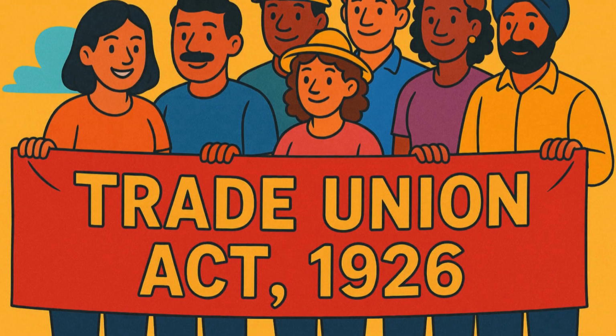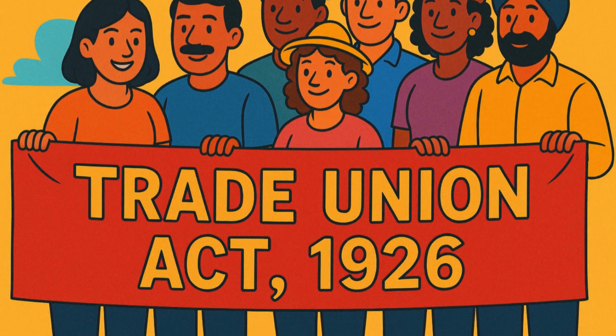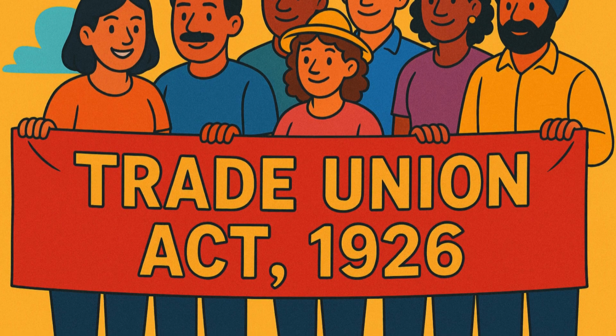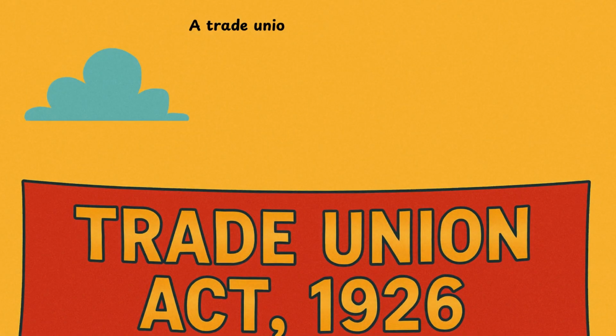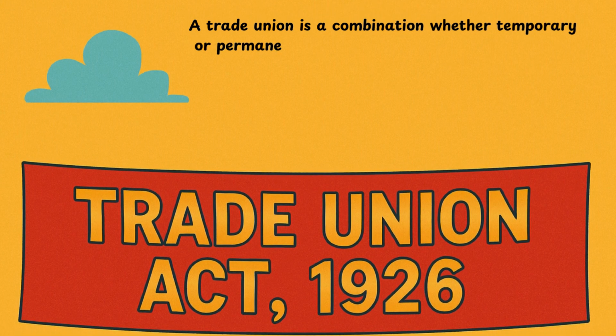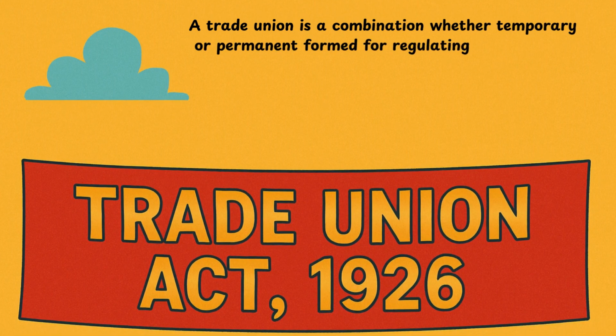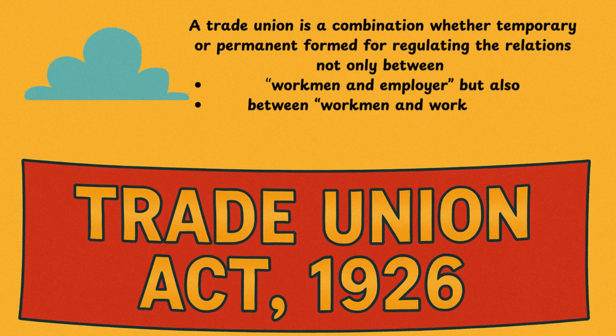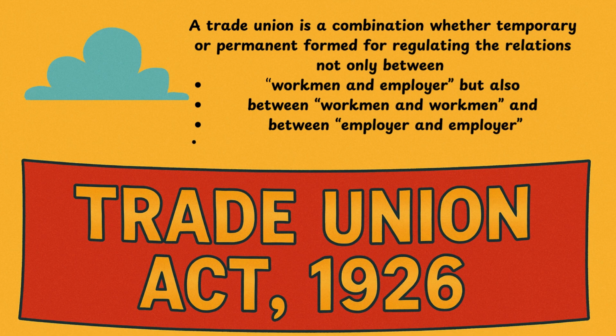Hi all, today let's break down the Trade Unions Act 1926, a key law that protects workers and strengthens collective power. A trade union is simply a group of people who come together, either for a short time or permanently, with one main goal: to manage and improve the relationship between workers and employers, workers and other workers, or even between employers and other employers. They may also work to set certain rules or restrictions on how a business or trade is run.